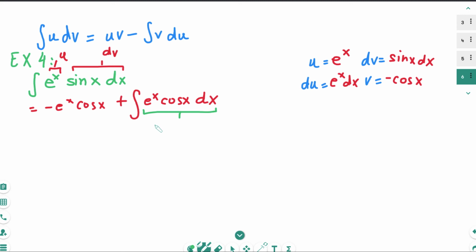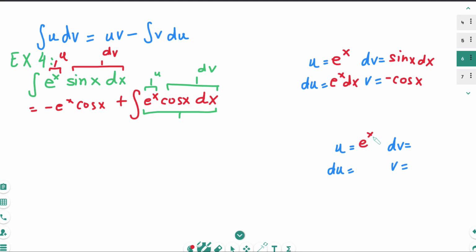Let's compare the form of the two integrals. First one was e to the x multiplied by a trig function. And this one is also e to the x multiplied by some other trig function. The form is the same. So perhaps we need to apply integration by parts on this again. Let's choose e to the x as u, and cosine x dx this time as dv. Let me write these choices here. u is e to the x and dv is cosine x dx. The differential of e to the x just gives us e to the x dx, and integrating cosine x gives us sine x.